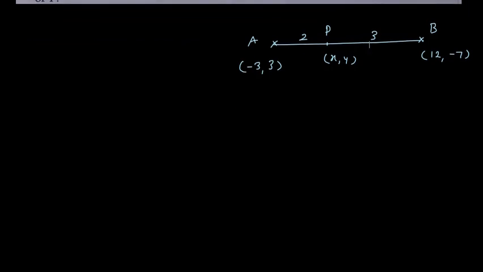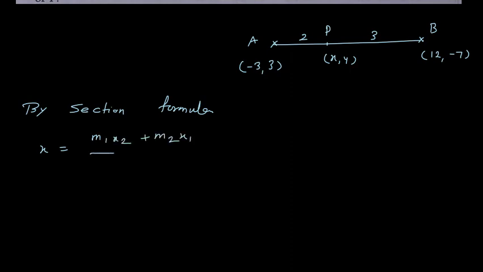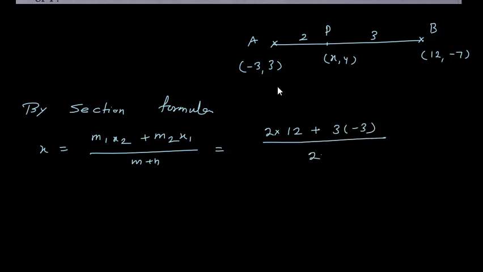So we know the section formula. So I can say that by the section formula, here your x is (m1 x2 plus m2 x1) divided by (m plus n), that is 2 into 12 plus 3 into -3, divided by 2 plus 3. Here you can write that m1 upon m2 is given as 2 upon 3.